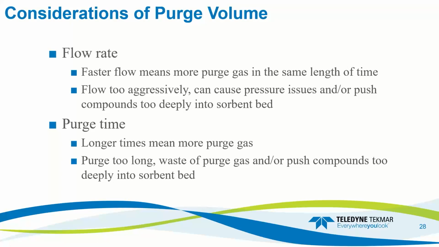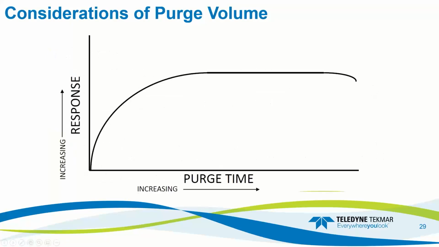We also want to look at purge time. So the longer that we're purging, the more of that purge gas we're using. And if we purge for too long, it can waste a lot of gas. And then again, it pushes those compounds of interest deep into the sorbent bed of the trap as well. Therefore, as our purge volume and time are increasing, they get to a point where the response just starts to plateau. And eventually you start to lose response altogether because those compounds are getting stuck in the sorbent bed of the trap, which could lead to a waste of time and gas, which is a waste of your resources.